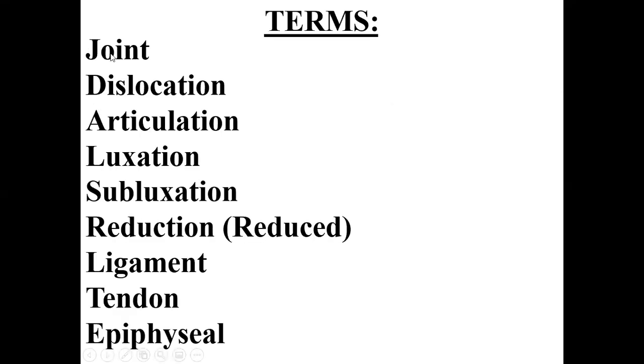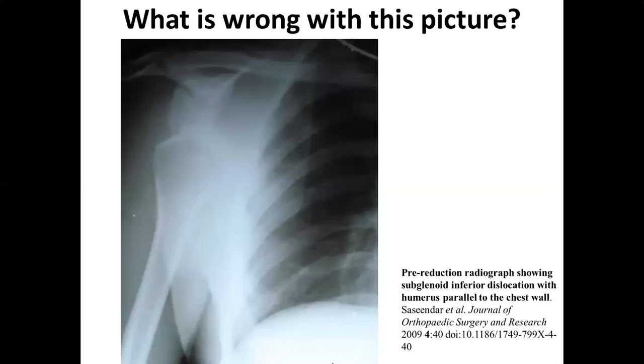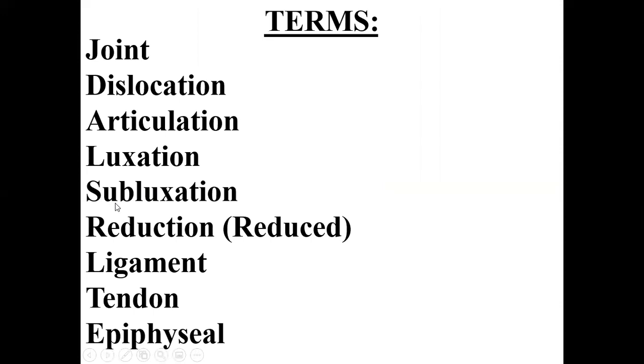So obviously the joint is a meeting of two bones. And articulation is how those bones move with each other. Dislocation is when the joint is out of alignment. Subluxation, we saw that before with subluxation of the radius coming out of the annular ligament and how it was aligned with the humerus. Reduced or reduction is when you put that bone back into alignment. So a reduction is the opposite of a dislocation.